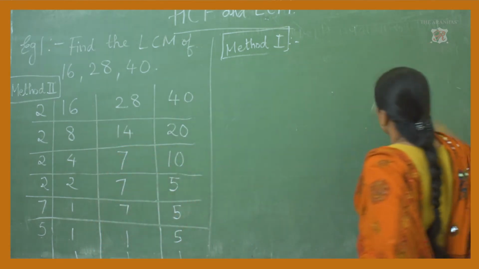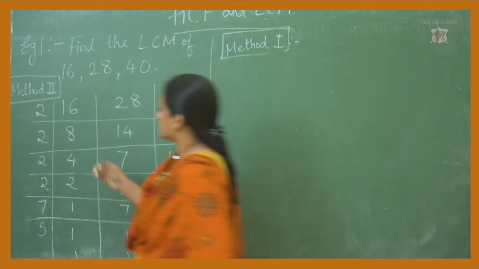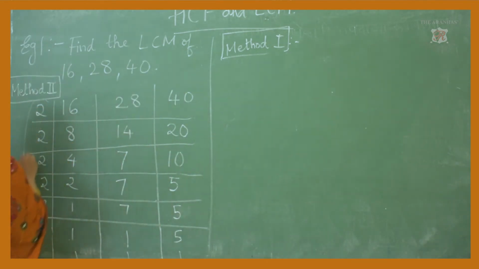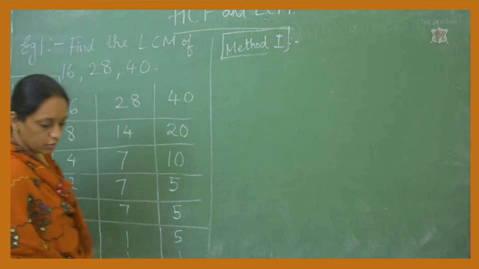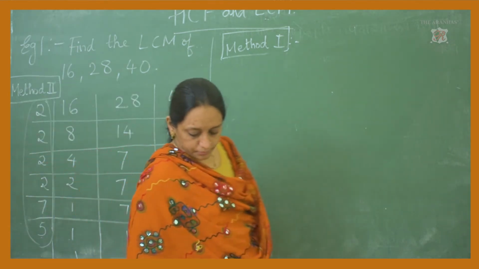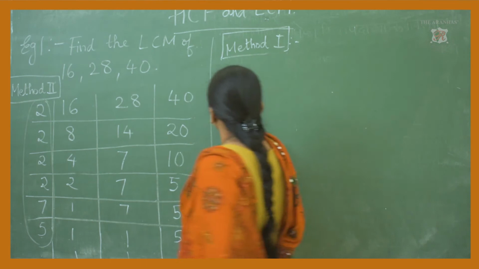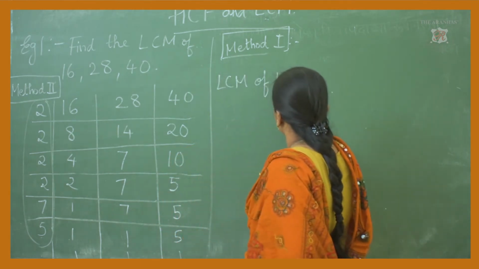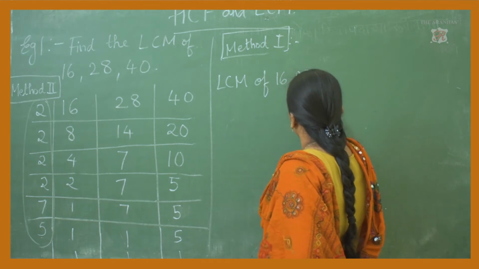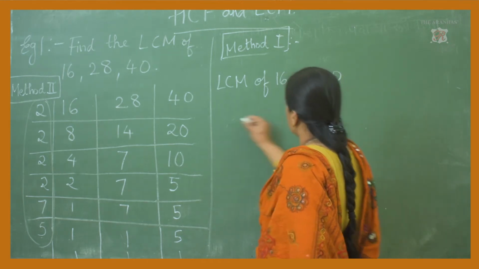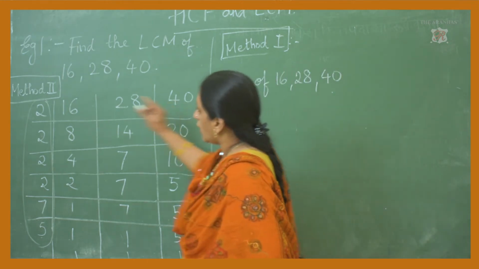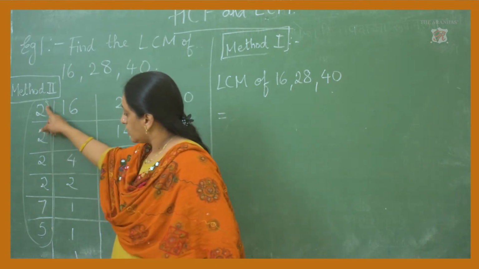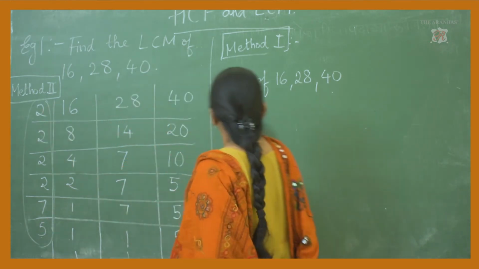So now what did you get? This column is your factors column, whatever you got at the start. So how will you write? How have they written? LCM equals to. So you will write, what was our question? LCM of 16, 28 and 40 equals to, how to write the LCM answer? Factors we are going to write in multiplication form.